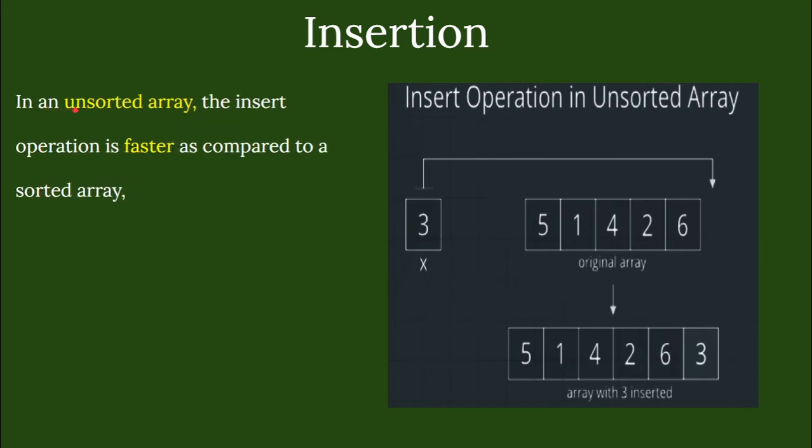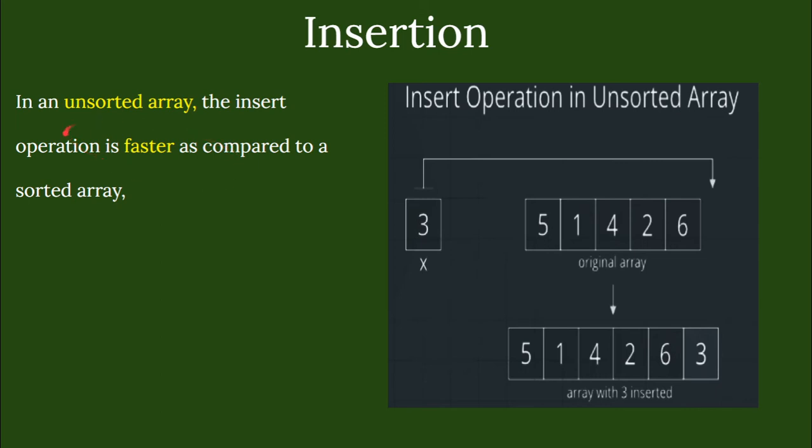In an unsorted array, the insert operation is faster as compared to the sorted array, because if you are using a sorted array, that array order has to be maintained. We have to find the position where the item has to be inserted, then make the space, then insert. So that requires 3 steps.